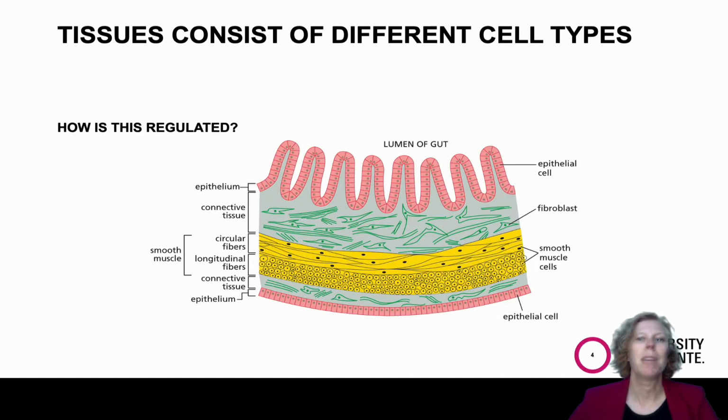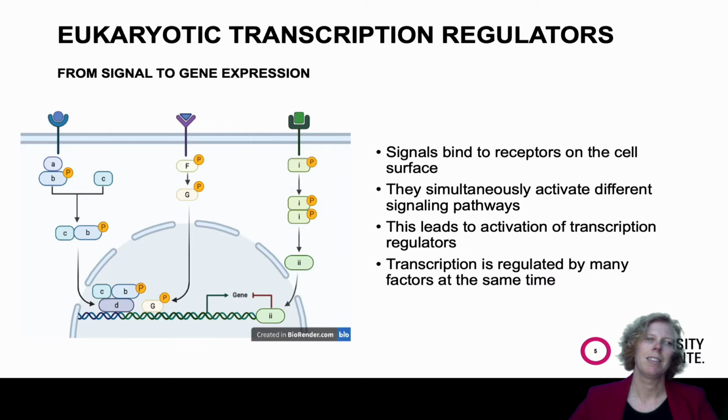Tissues consist of many different cell types that work together to maintain specific functions. In the schematic shown here, a part of the gut is visible, with different cell types that function together in the processing of food. So the real question is, how is the development of these different cell types regulated? Well, the specialization of cells is regulated by the activity of cell type-specific transcription regulators.